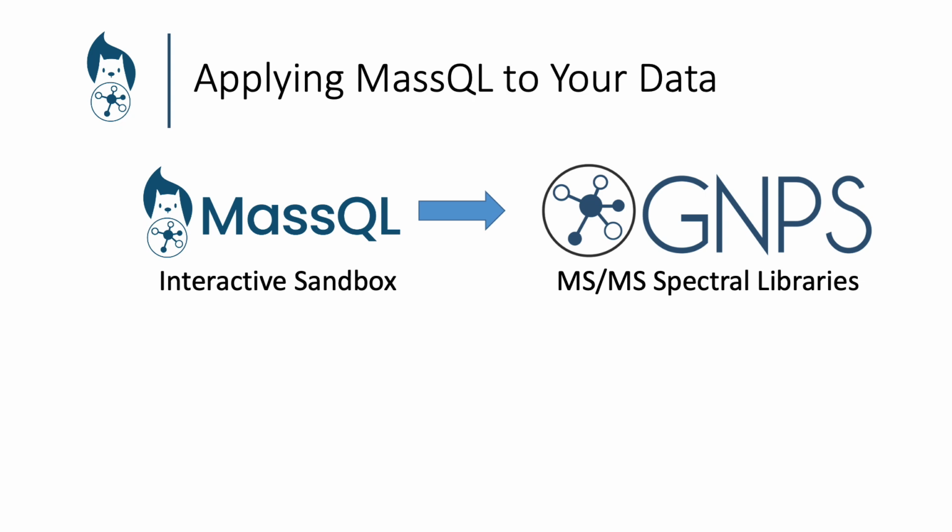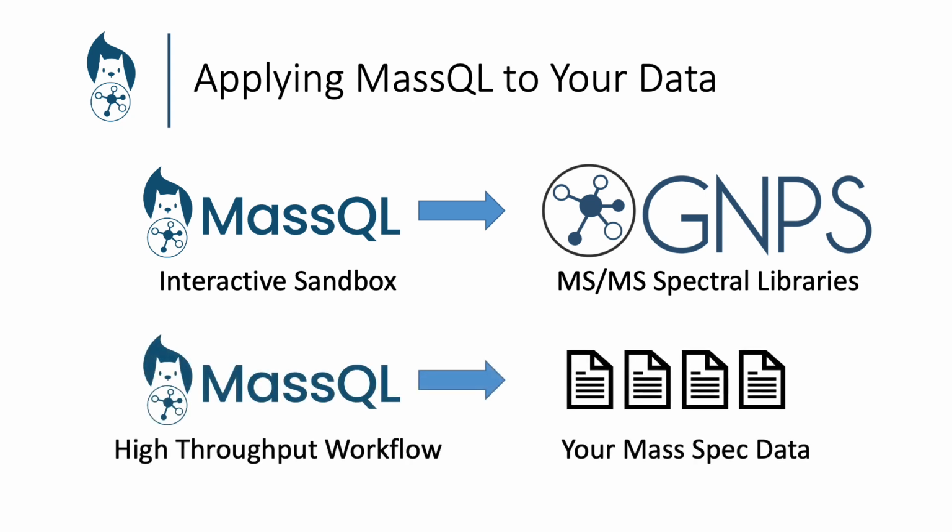Previously we showed you how to use MassQL in the interactive sandbox to query against example data such as the GNPS MS/MS spectral libraries. This is pretty good because it gives interactive, immediate feedback, a workshop sandbox to chisel down your queries, especially for MS/MS. Once you've figured out something that seems to work, you can start applying it using a high throughput workflow to your own mass spectrometry data. And that's what we'll show you today.